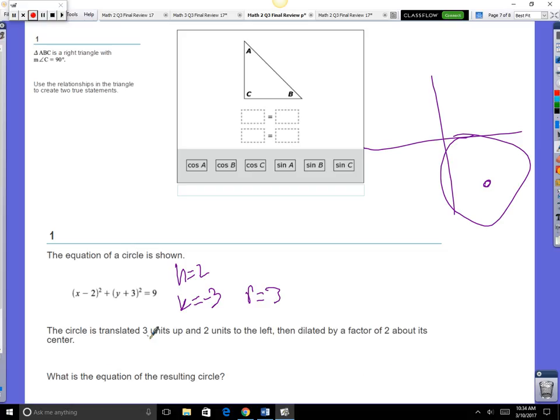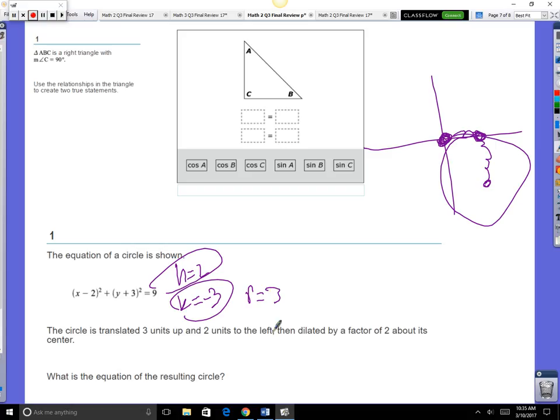So now let's say we translate it. We're going to take it 3 units up. Now it was down 3, so I'm going to go back up 3. That takes me back to the x-axis. Then we're going to go 2 units left, and I was 2 units to the right, so it's going to take you back to the origin, 0, 0.